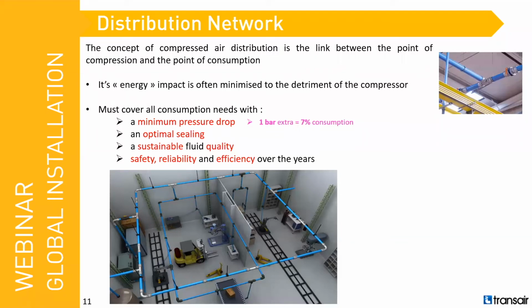You want a network which has an optimal ceiling, because if your network is leaking, you are producing compressed air and you're not using it, it's a complete waste. You want a sustainable treated quality.